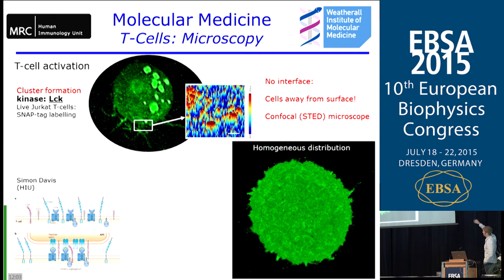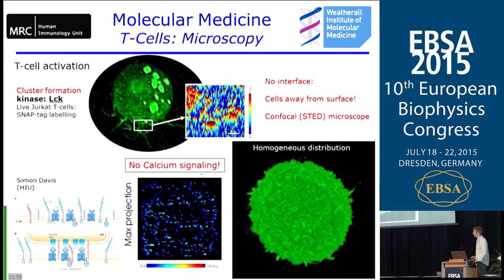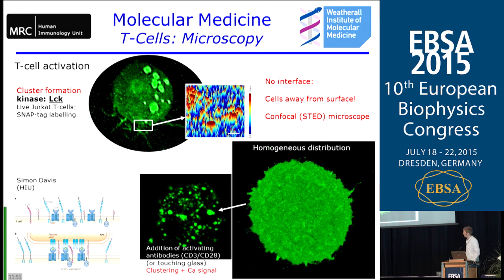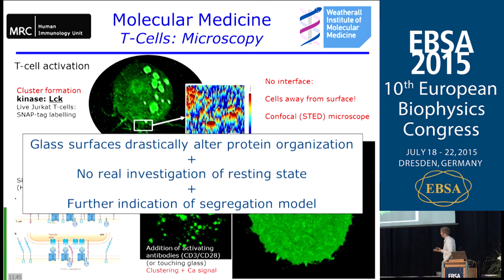This is the T cell, and we found a very homogeneous distribution of the LCK. Also, no calcium signaling. But the moment we added antigens, either to the solution or we let the cells sink to the glass surface, we saw calcium signaling and reorganization of the LCK. So clearly, the glass surface drastically alters the organization of the proteins in the T cells and doesn't allow a real investigation of the resting state.